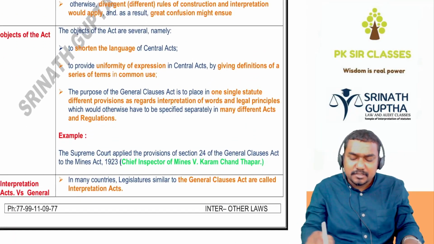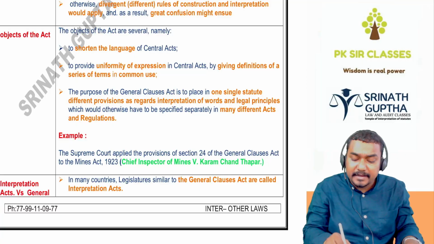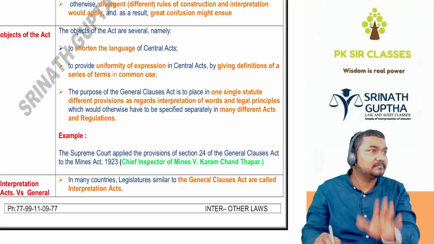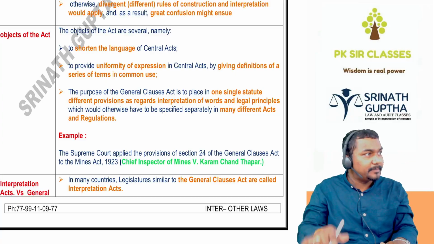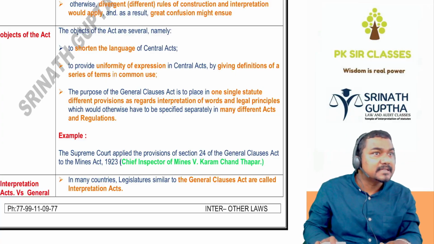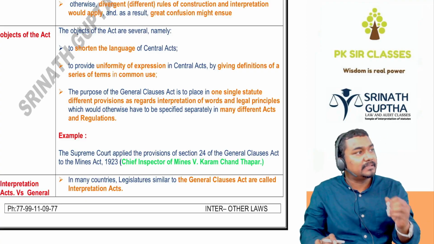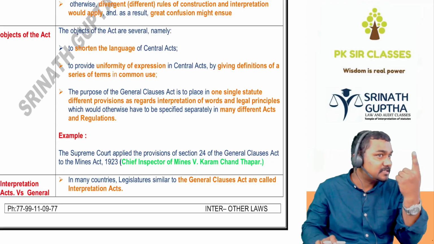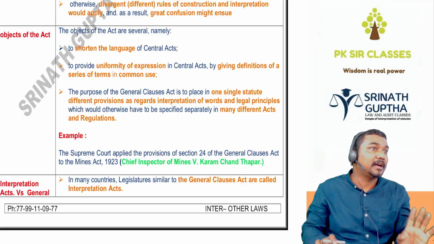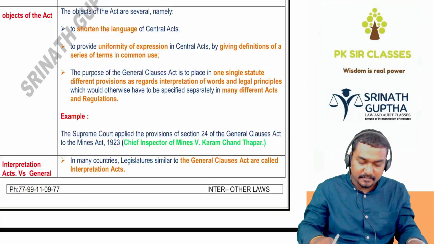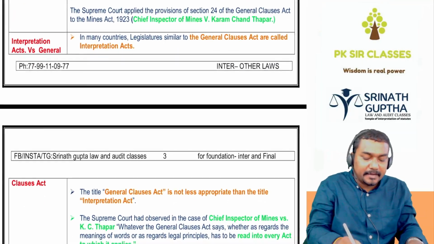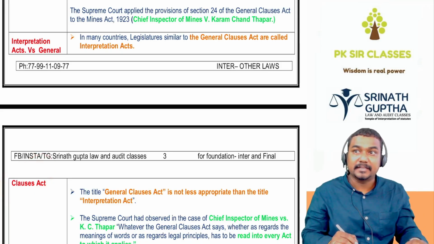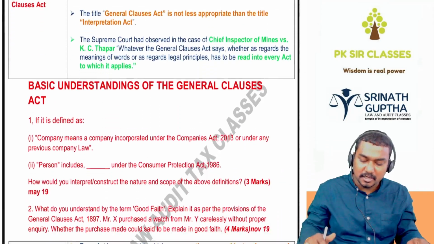The objective of the act is to shorten the language of the central legislatures, and there must be uniformity of expression. In every act, year means this meaning only, and month means this definition only. We don't want to define the same word in so many laws. We define it in one act, and it is applicable to every act, giving uniformity of meaning. Worldwide it is called an interpretation act, but in India we call it the General Clauses Act.